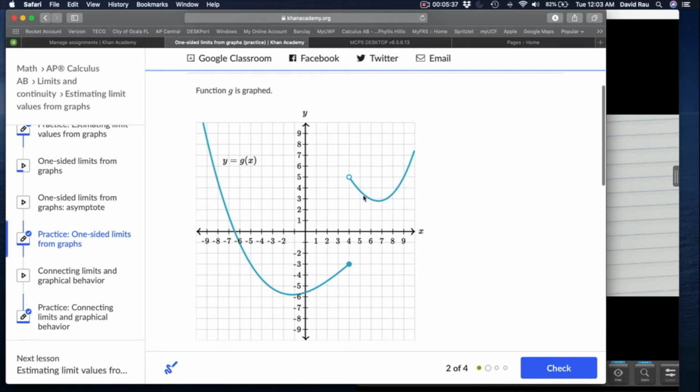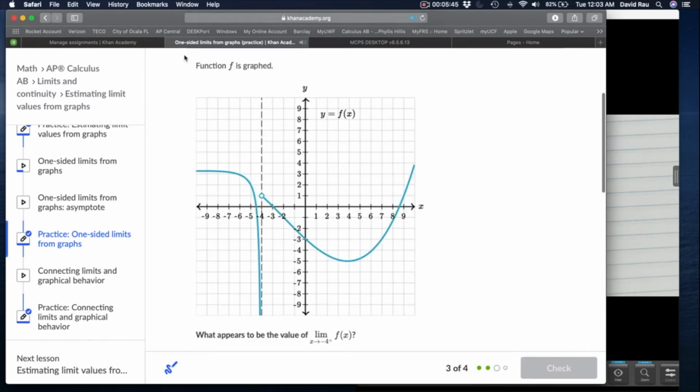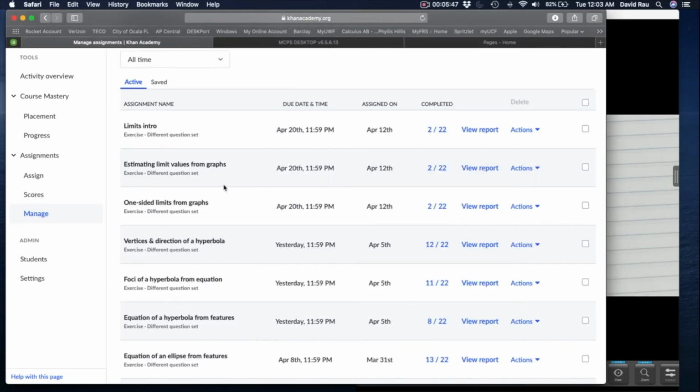Where is the curvy line moving towards? That's what a limit cares about, not the closed or open circle necessarily. All right, so that's one-sided limits. And now we'll be able to move a little bit more quickly.